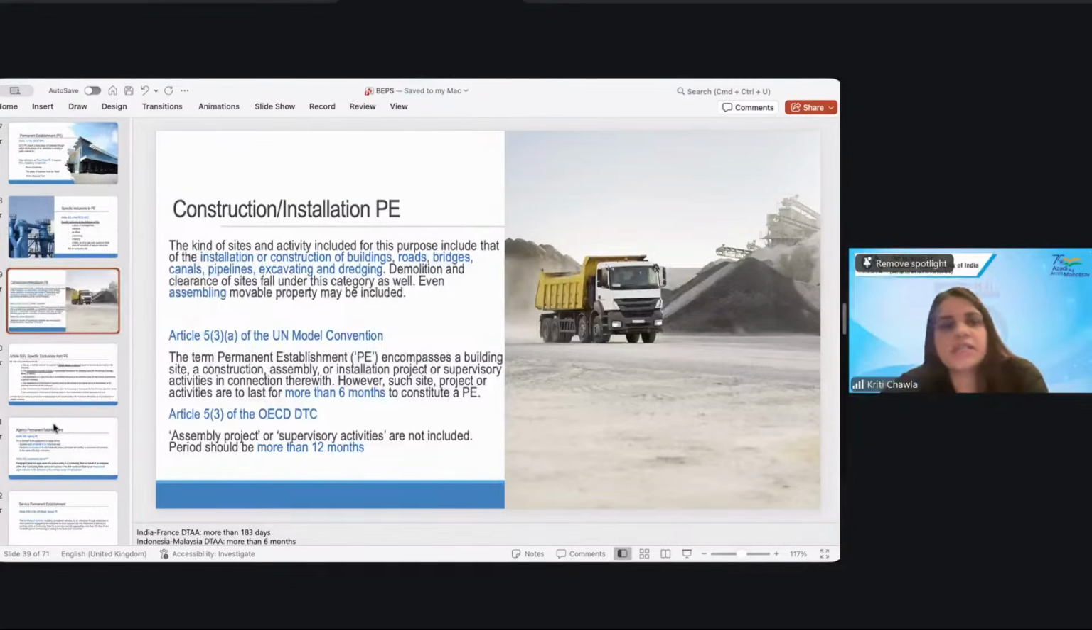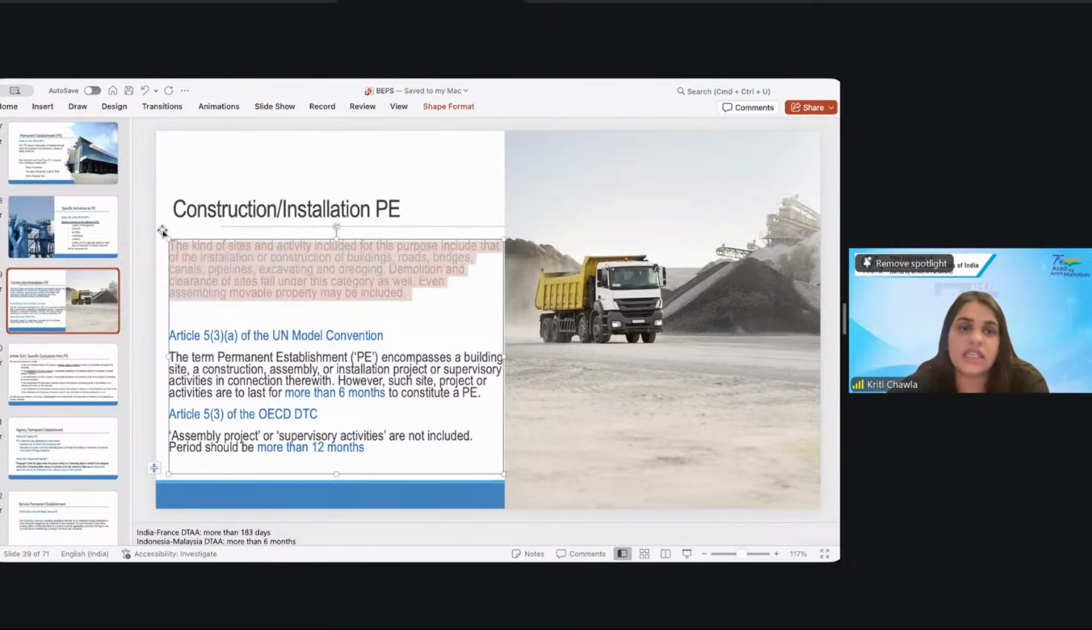Now, the next thing is basically something called a construction or installation permanent establishment. If there are construction activities carried on in a source state, then this could construe to something called a construction or installation permanent establishment. But it's not as simple as that. The kind of sites and activities included for this purpose include installation or construction of buildings, roads, bridges, canals, pipelines, etc. Demolition and clearance sites fall under this category as well. So it's basically assembling the movable property that is also included in this. So this is installation and construction permanent establishment.